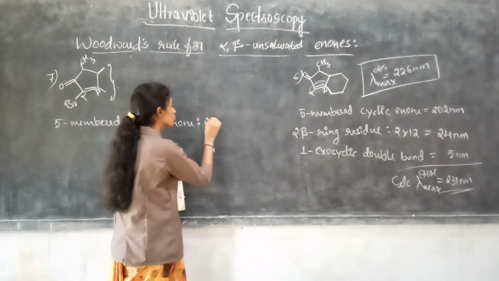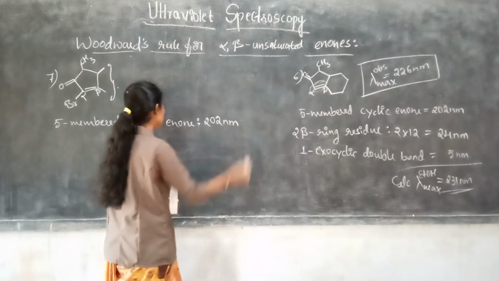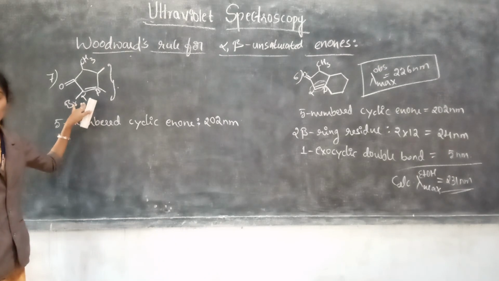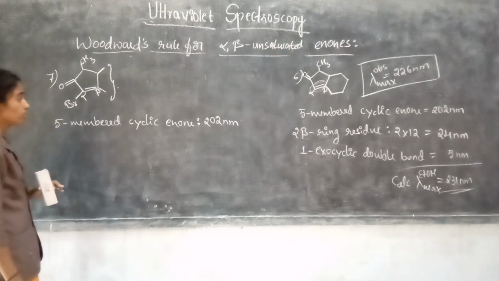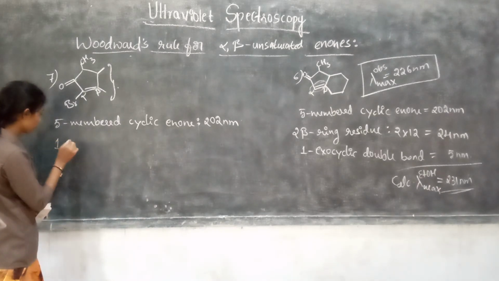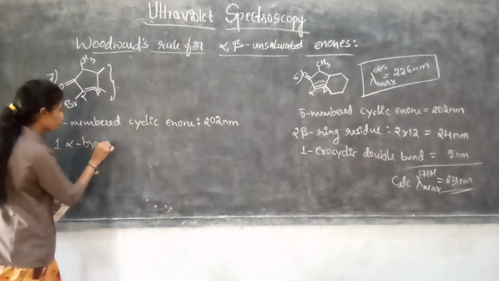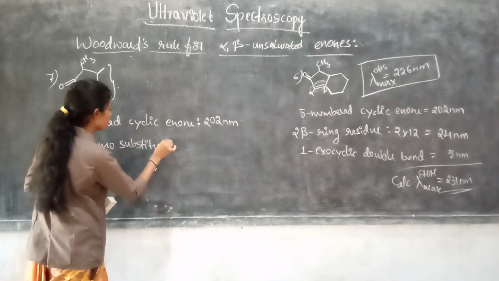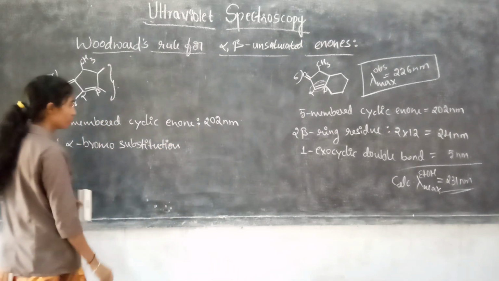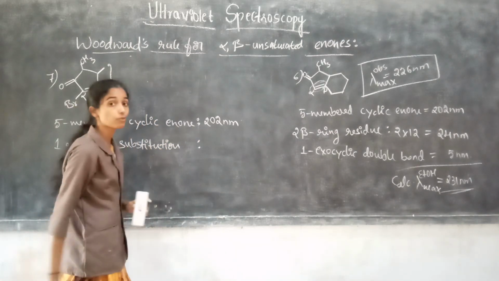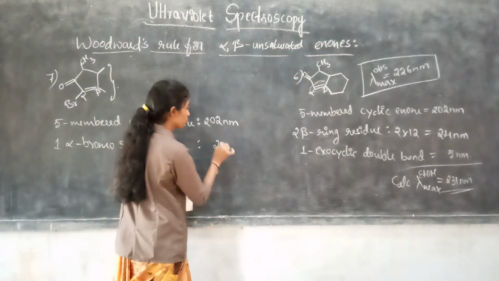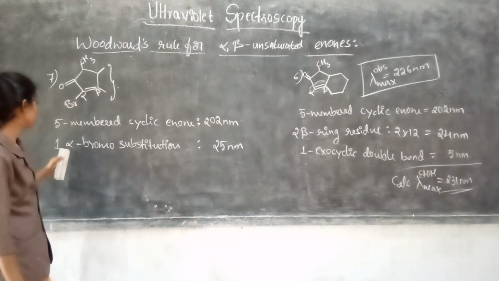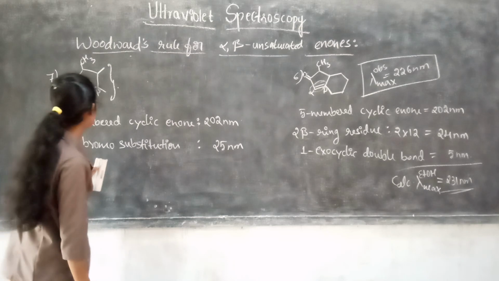202 nanometer is the base value for this parent chromophore, and at alpha position we have one bromo substitution. If any bromine is substituted at alpha position, then 25 nanometer is added to the base value.